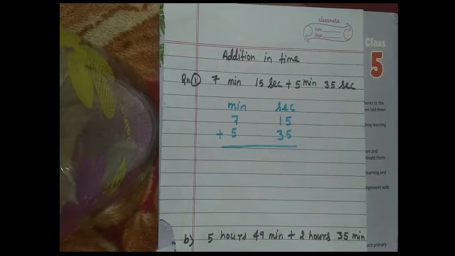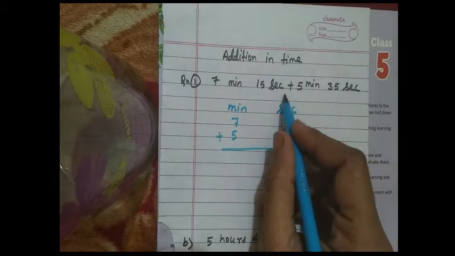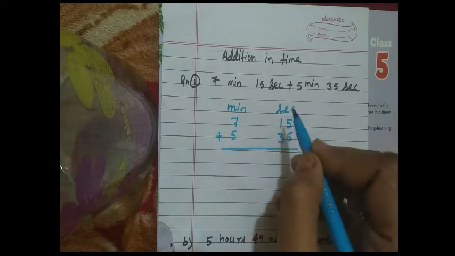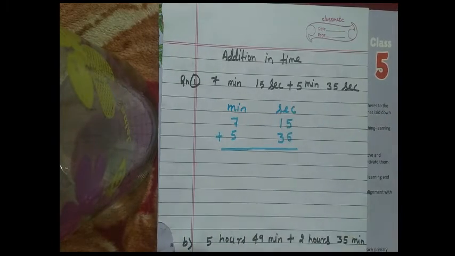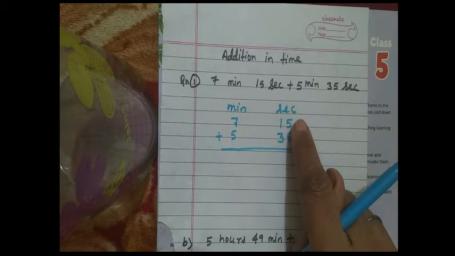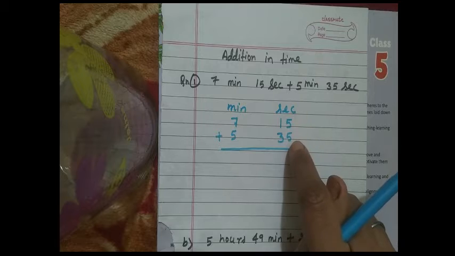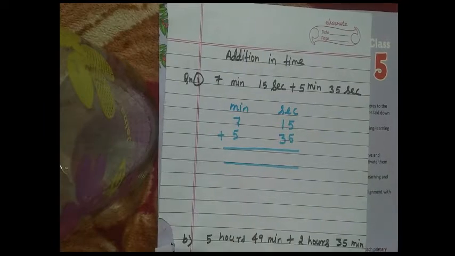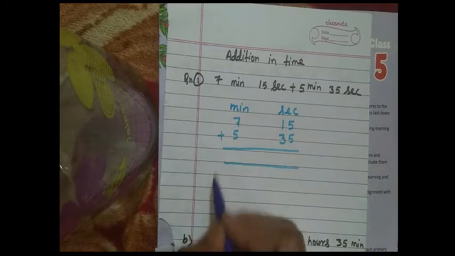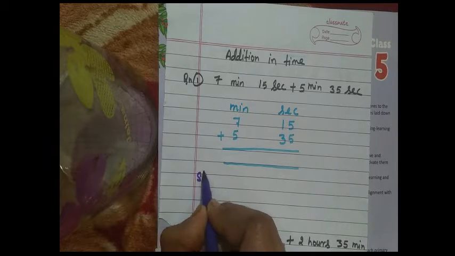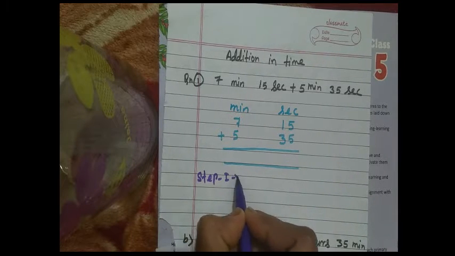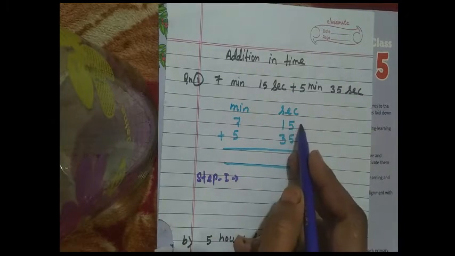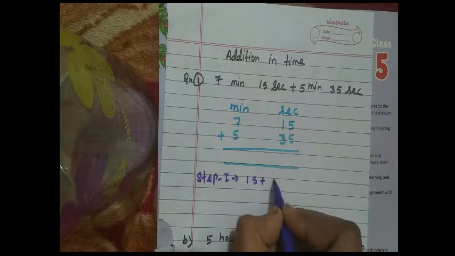So what you will do here, we need to add the second section first. There are two portions, a second portion and a minute portion. We need to add the second portion first: 15 seconds plus 35 seconds. For this kind of time addition or subtraction, every time we have to do the process stepwise. In step 1, we will add the second section, which is 15 seconds plus 35 seconds.